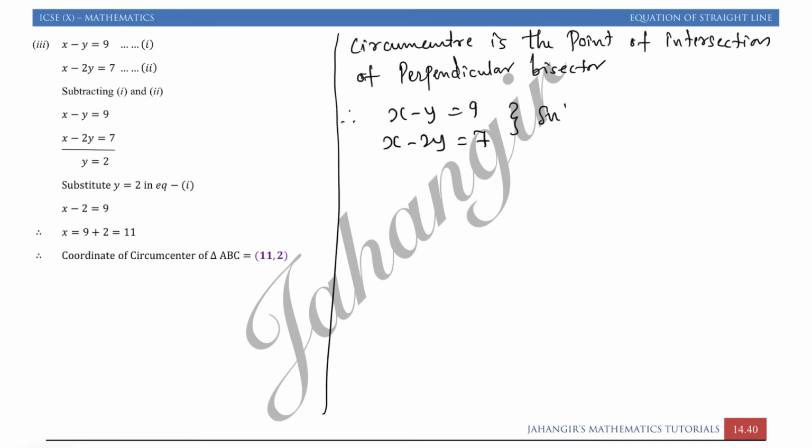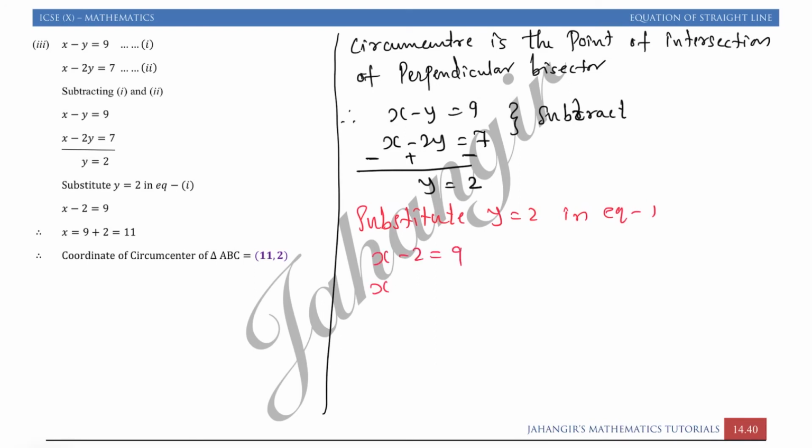We can directly subtract. So changing sign, y is equal to 2. Now we will substitute y is equal to 2 in any equation, equation 1. So x minus 2 is equal to 9, x is equal to 9 plus 2 is 11. So the coordinate of circumcenter is 11 comma 2.